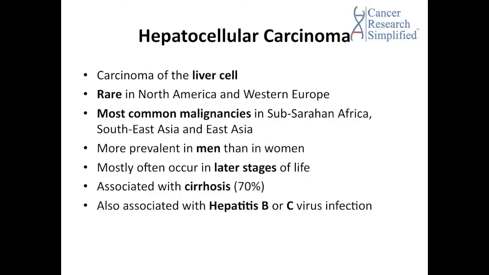Hepatocellular carcinoma is a primary carcinoma of the liver cells. It is rare in North America and in Western Europe, but is one of the most common malignancies in parts of sub-Saharan Africa, in Southeast Asia and in East Asia. Primary tumors are 6 to 10 times more prevalent in men than in women. They develop most often in the 6th decade of life, and they are associated with cirrhosis of the liver in 70% of the cases. There's a strong association with chronic hepatitis B infection, and there's an absolute but less strong association with hepatitis C infection.